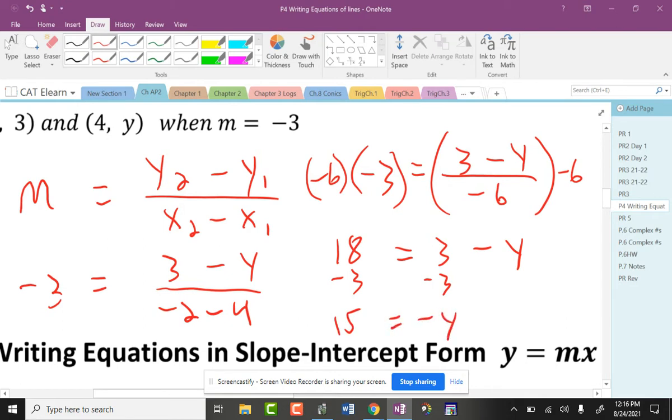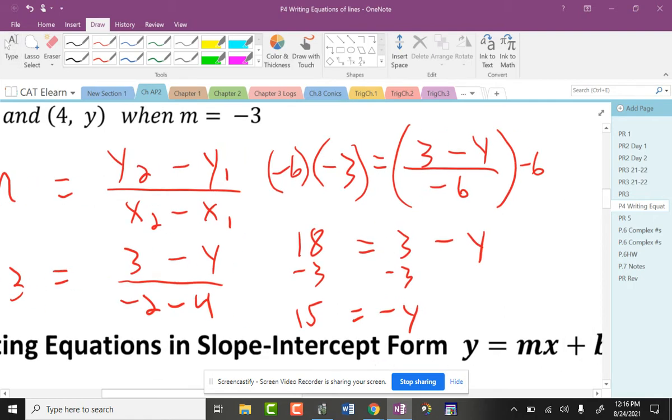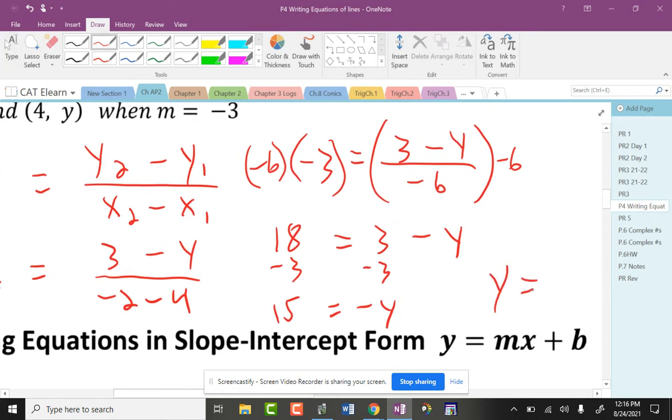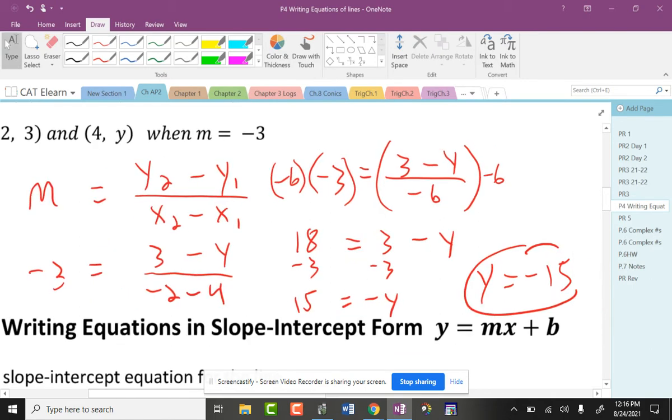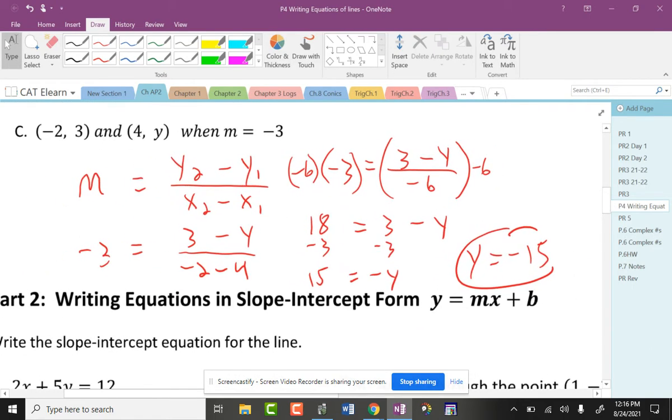And then what's y equal to at the end? And then this was just solving for the missing component. So that is the answer. You're missing that y coordinate. That y coordinate would have to be negative 15 for the line to have a slope of negative 3. So really that's all it is. It's just plugging in the missing parts and solving. Sorry, my y's look like 4s. That is the y, that is the variable.